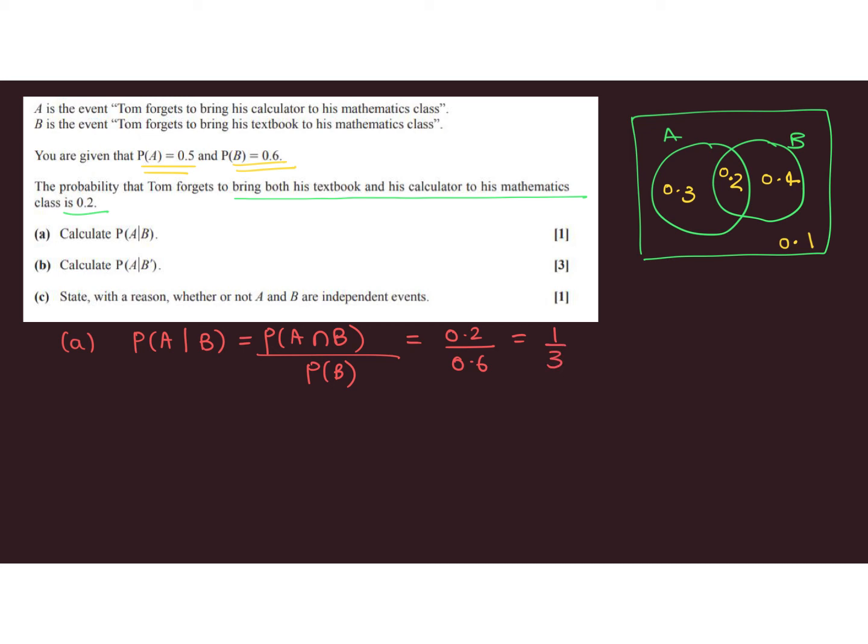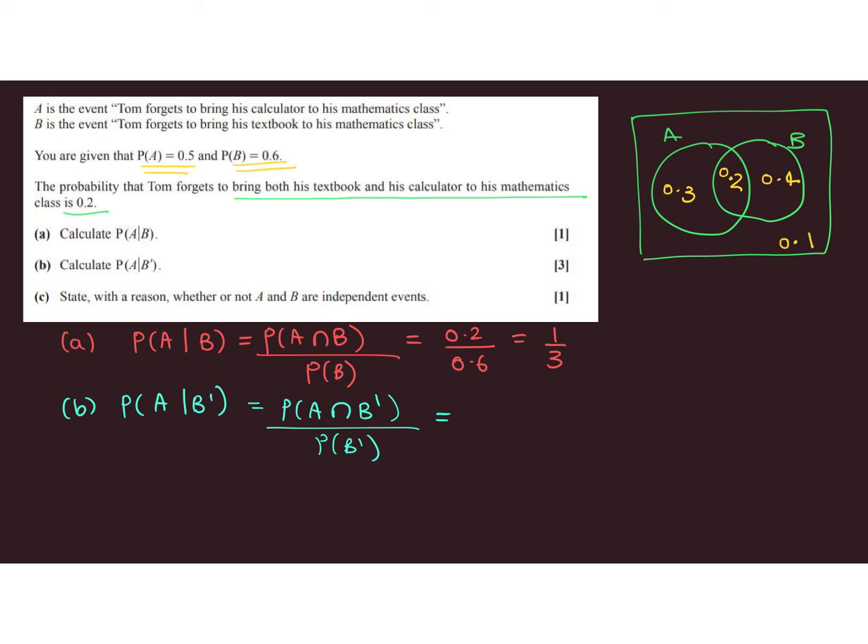Now, for part B, we can simply apply the law of conditional probability again in exactly the same way. The probability of A occurring, given that B has not occurred, is the probability of A and not B divided by the probability of not B. Now, I'm going to use the Venn diagram to help me work this out.